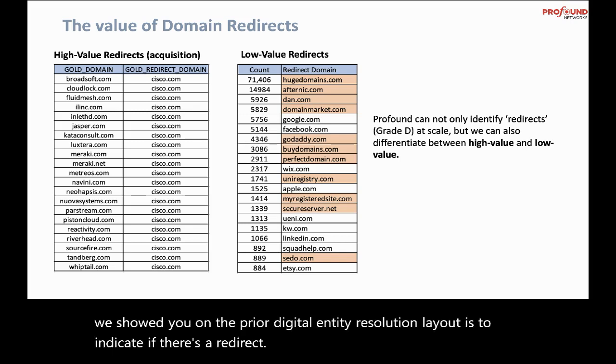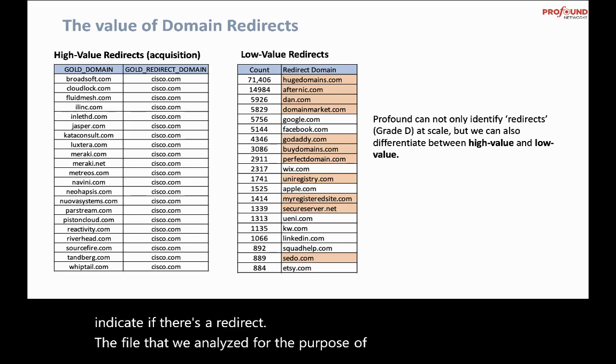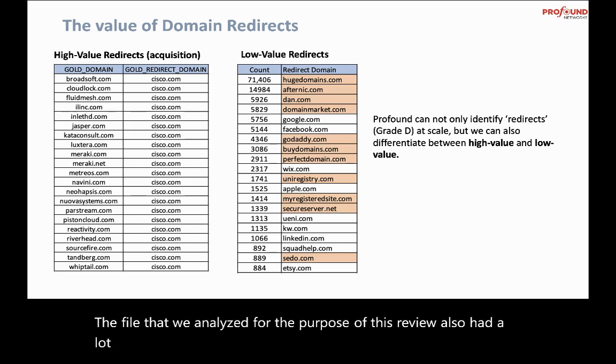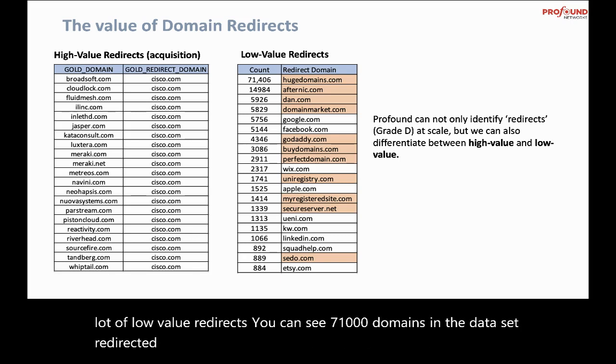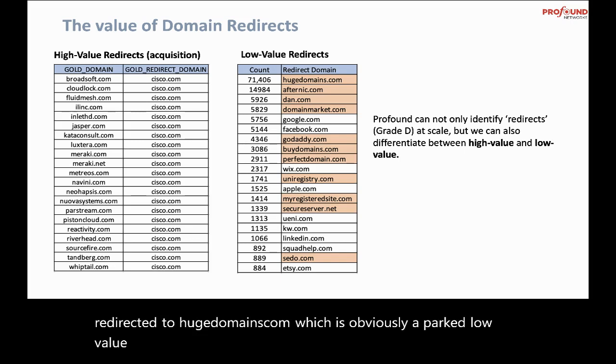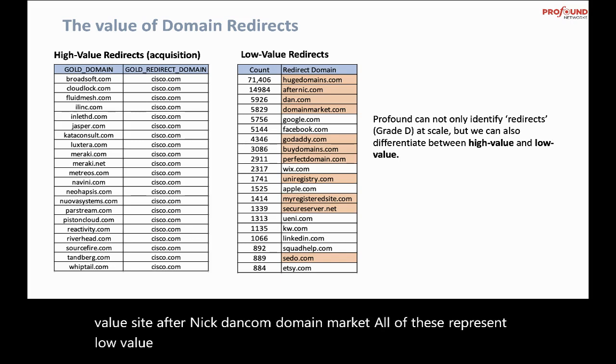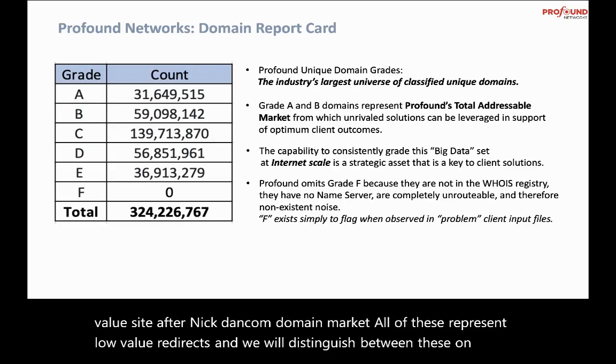The file that we analyzed for the purpose of this review also had a lot of low value redirects. You can see 71,000 domains in the data set redirected to hugedomains.com, which is obviously a parked low value site. Afternic, Dan.com, Domain Market, all of these represent low value redirects. And we will distinguish between these on your data set.